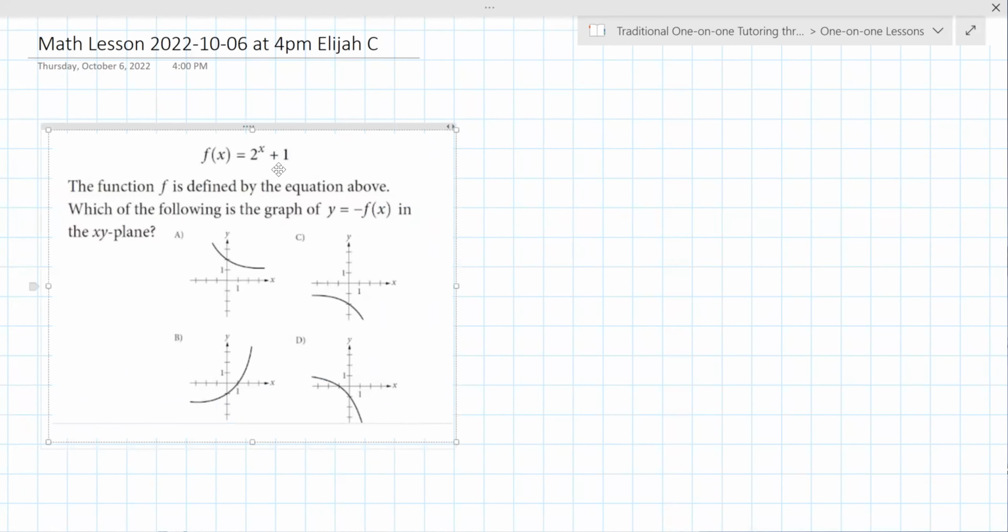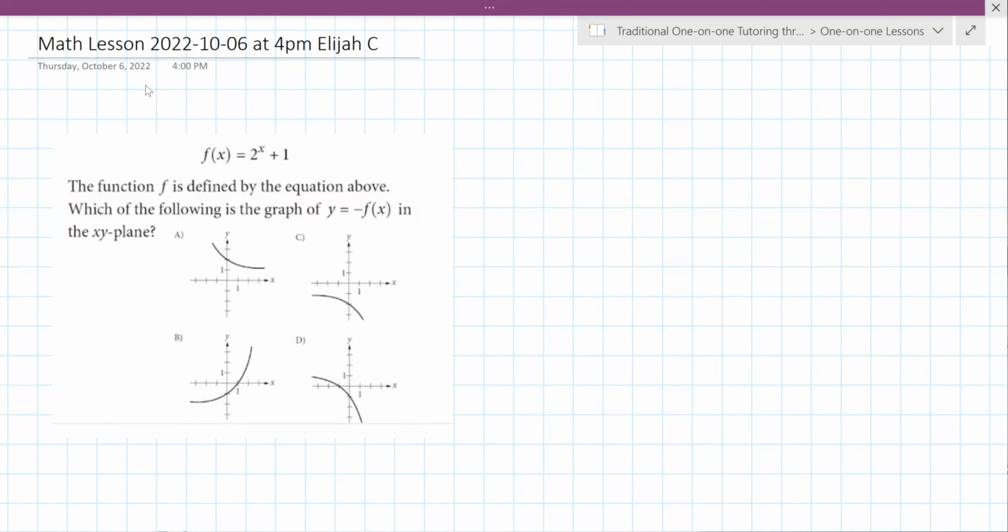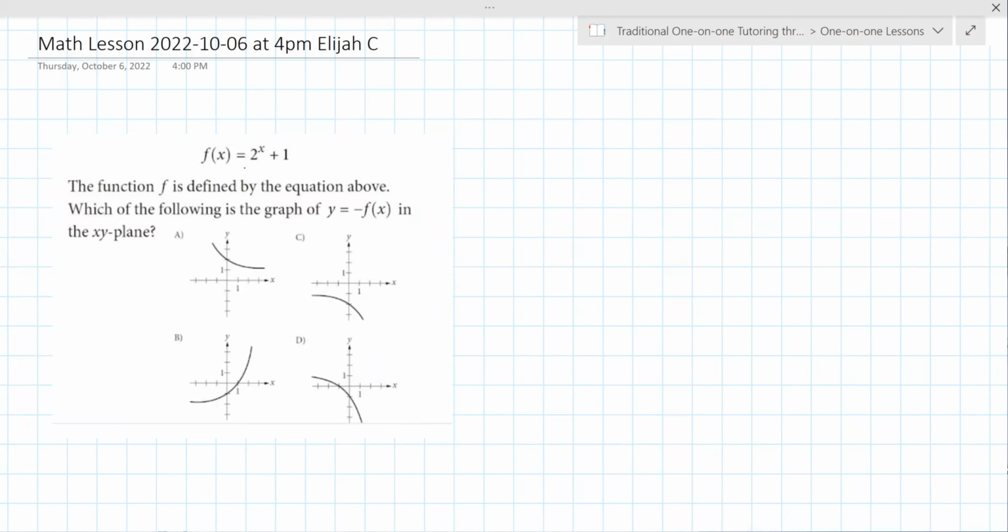Can you write down this equation? Actually, write down this. I need you to. You need to have this equation down and then minus f of x down. Okay. y equals negative f of x. And then x equals 2 to the power of x plus 1.